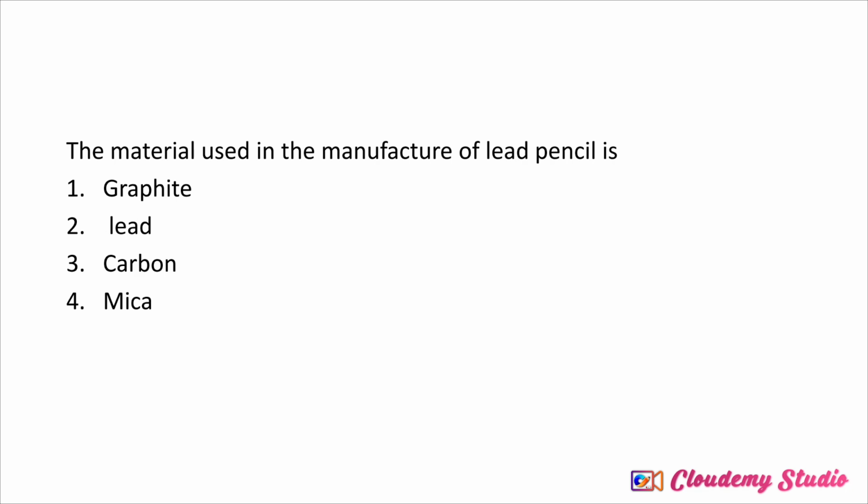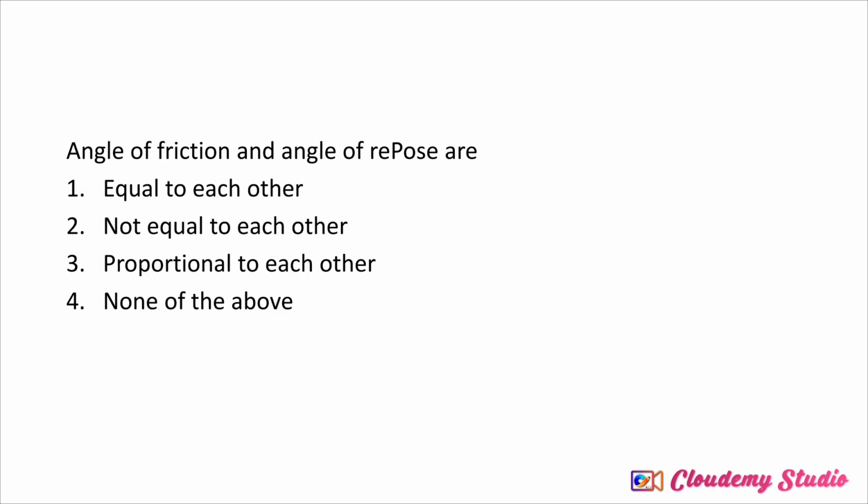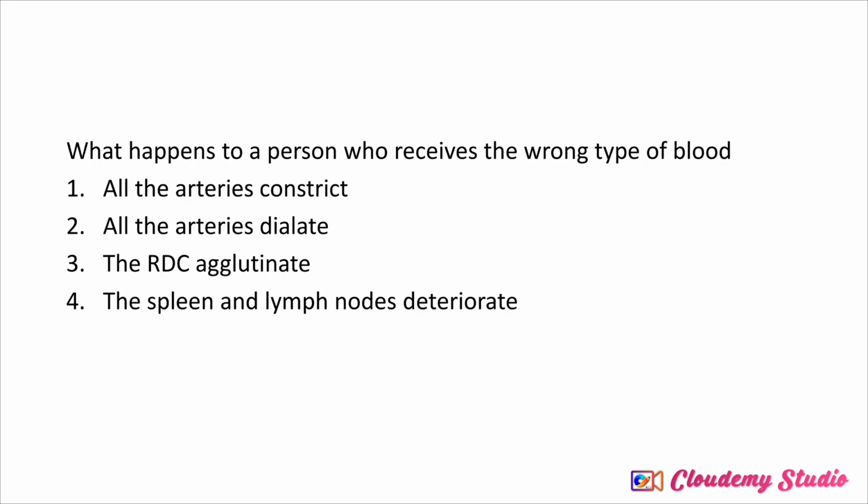Of course, positron. The material used in the manufacture of lead pencil is graphite, lead, carbon, mica. Graphite. Next. Angle of friction and angle of repose are equal to each other, not equal to each other, proportional to each other, none of them. Angle of friction and angle of repose both are equal to each other.